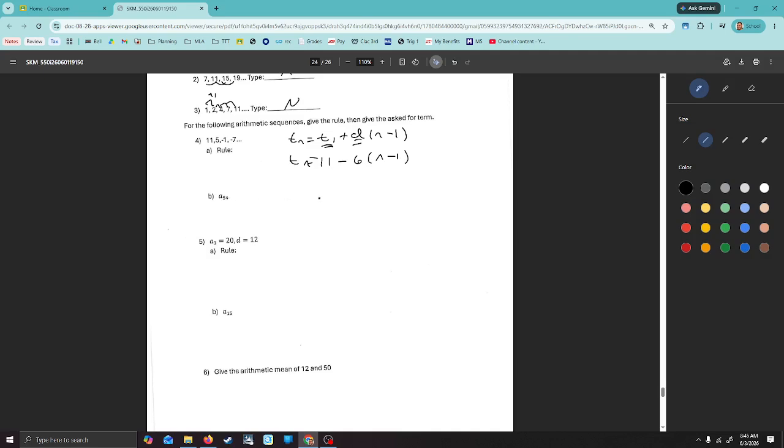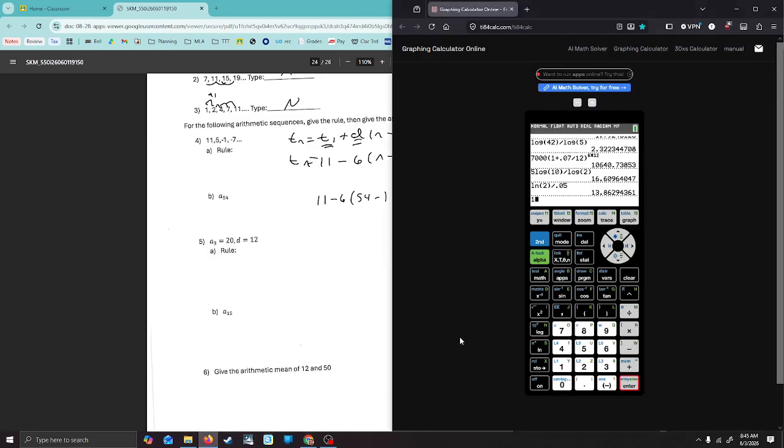Because of that, I'm going to plug in 54. So 11 minus 6 times 54 minus 1. In this case, I'm just going to slap that in the calculator. 11 minus 6 times 53, just to save me time, is negative 307.